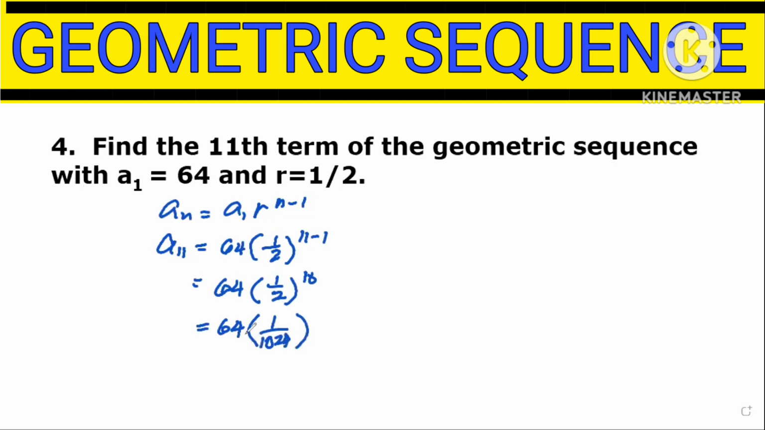Now, we can cancel 64 and 1024. So, this is 1 and this is 16. So, the answer is, the 11th term is 1 over 16. Okay?